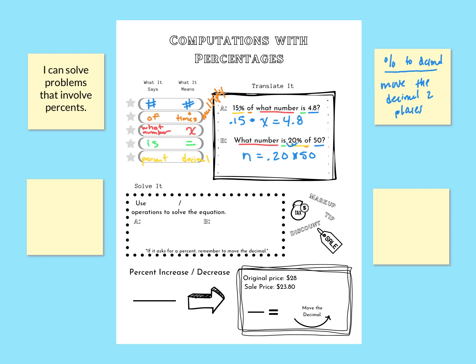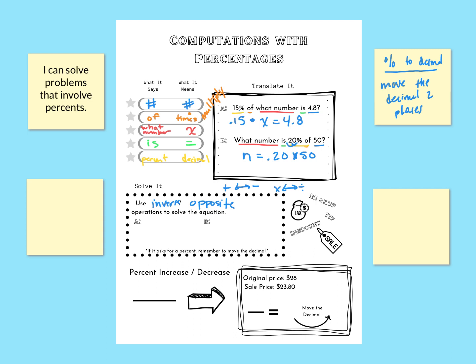Okay, so now that we've translated these, let's work on solving them. And to do that, we're going to use inverse, which means opposite operations. So opposite operations would be plus and minus are opposites, multiplying and dividing are opposites. So that's what it means by opposite operations.